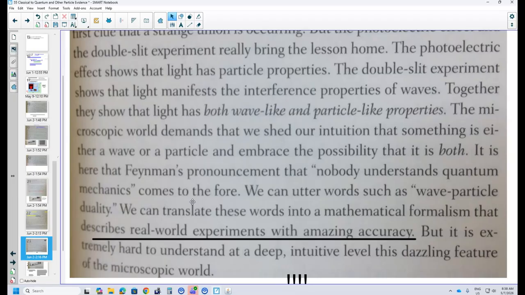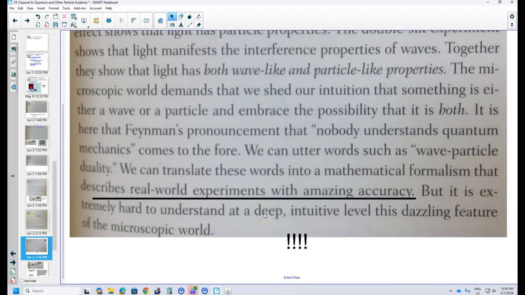It is here that Feynman's pronouncement that nobody understands quantum mechanics comes to the fore. We can utter such words as wave-particle duality. We can translate these words into a mathematical formalism that describes real-world experiments with amazing accuracy, which is what quantum physics is, right? Accept the fact that it's a wave and a particle, and then do the math and calculate and make amazing predictions for decades and decades, which is where we're at. But it's extremely hard to understand at a deep intuitive level this dazzling feature of the microscopic world.